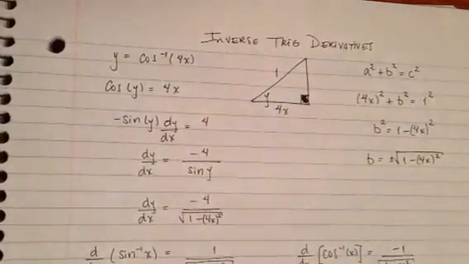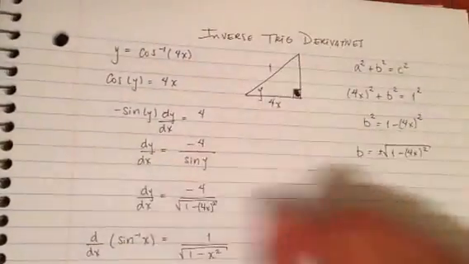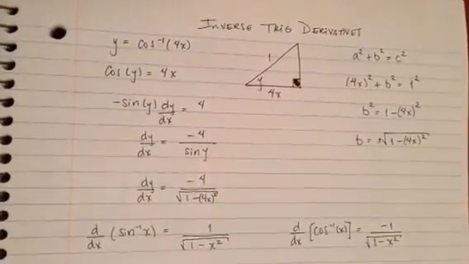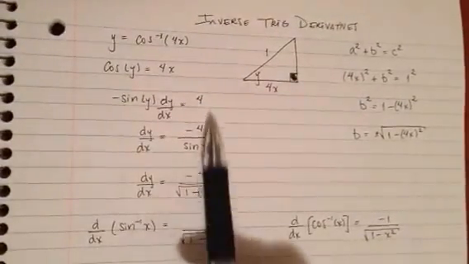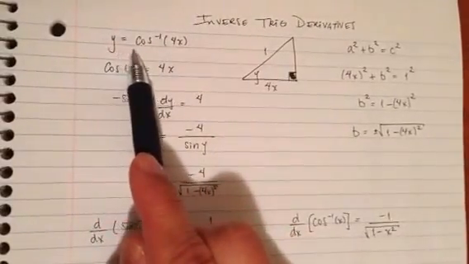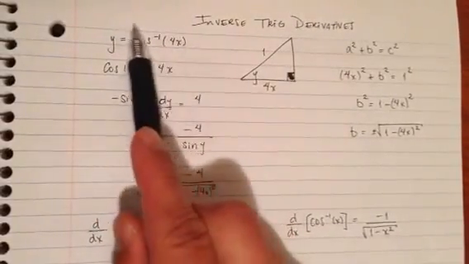Hey guys, I want to go ahead and talk about doing some of these inverse trig derivatives. What I went ahead and did is I just set up the problem ahead of time. So this is my original problem right here: y is equal to cosine inverse of 4x.